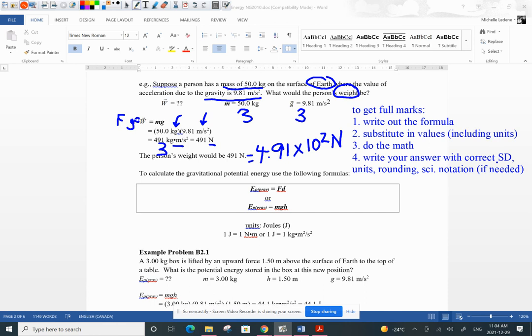Okay, so next video, I'm going to do a couple of examples of gravitational potential energy, how to calculate Ep grav, which is the same as the work being done. So it is equal to force times distance, or like it says in your data booklet, mgh, mass times the acceleration due to gravity times the height. So I'm going to do a couple of examples of this in our next video.